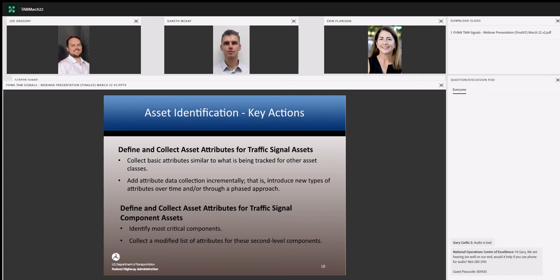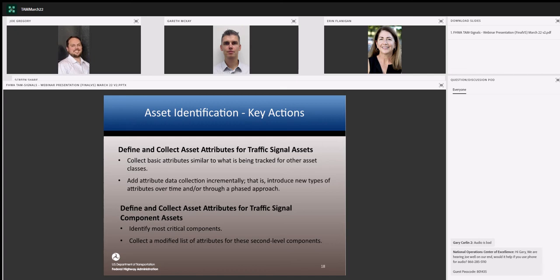So as a summary for asset identification, clearly define the asset attributes that you're going to collect, and add and build on that incrementally over time. Start simple. As you have a need or a desire for more information, look how you can add to that and build on it, and further develop the information that you have.